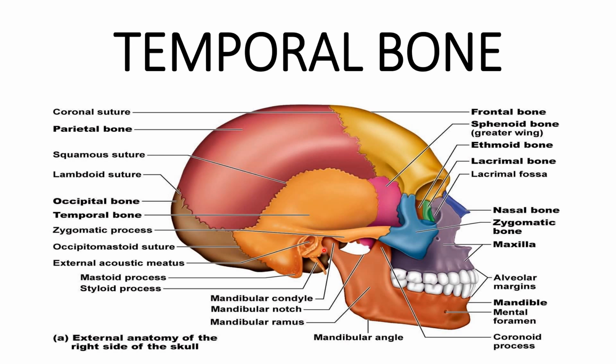This one is called the temporal fossa, where the mandibular condyle fixes to the temporal bone. It's called the temporal notch or temporal fossa, the depression. And the temporal bone is articulated with the parietal bone by the squamous suture, and with the occipital bone by the occipito-mastoid suture.